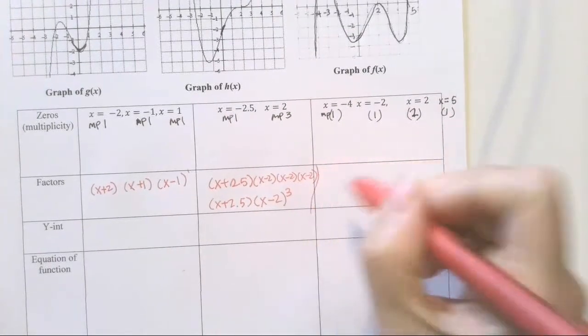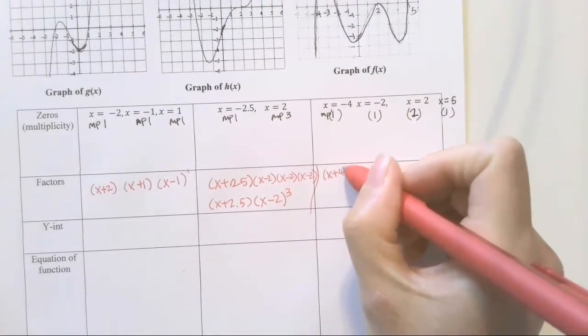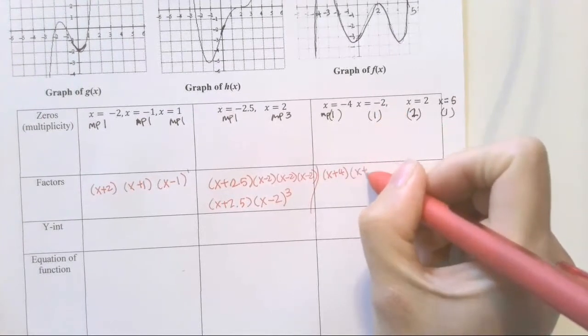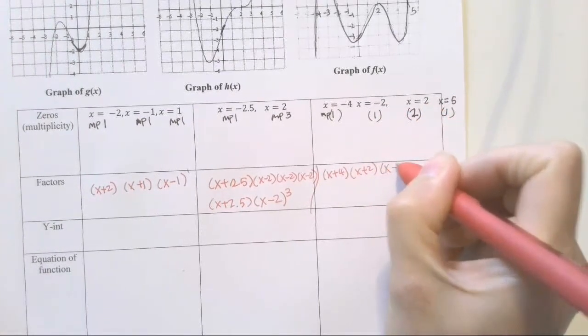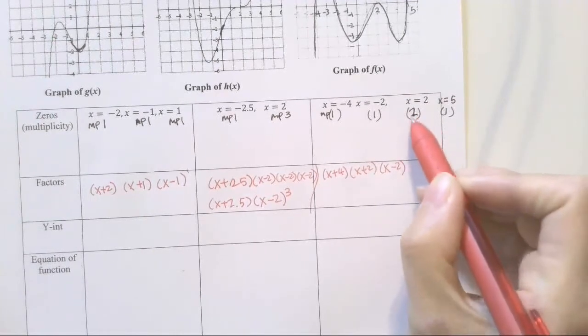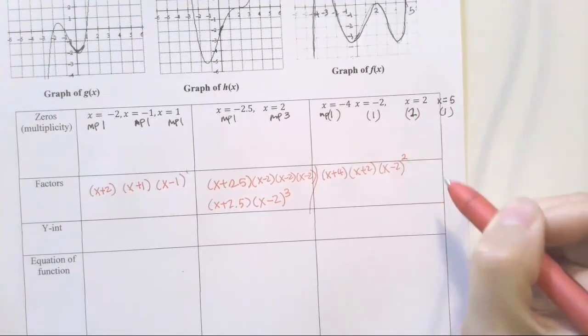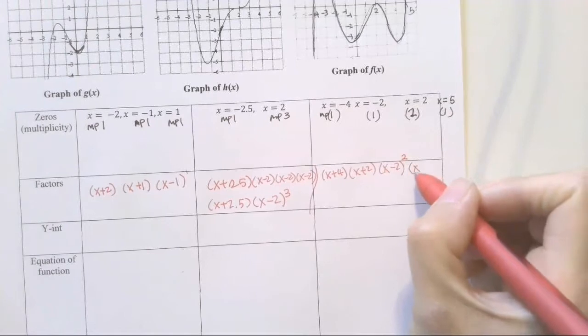All right, what about this one? Well, what would that look like? It'll be x plus 4. That one, it will be x plus 2. That one will be x minus 2, but since it has a multiplicity of 2, square. And x minus 5.